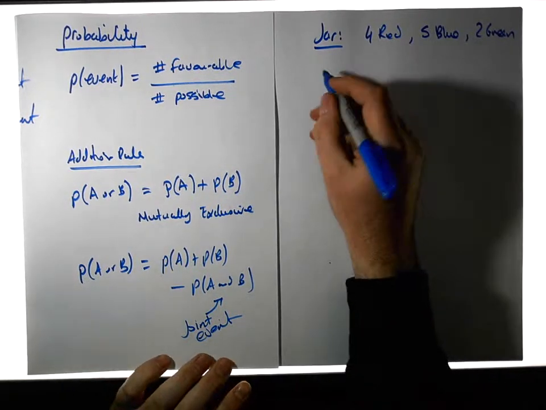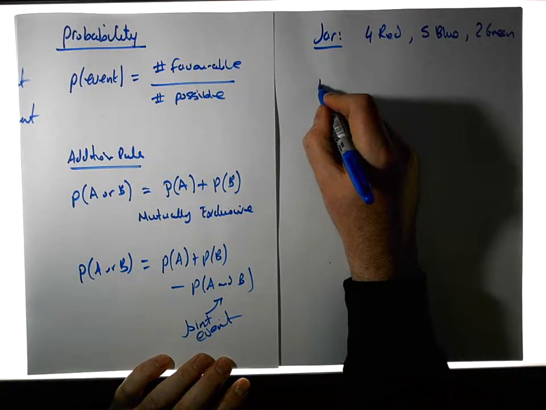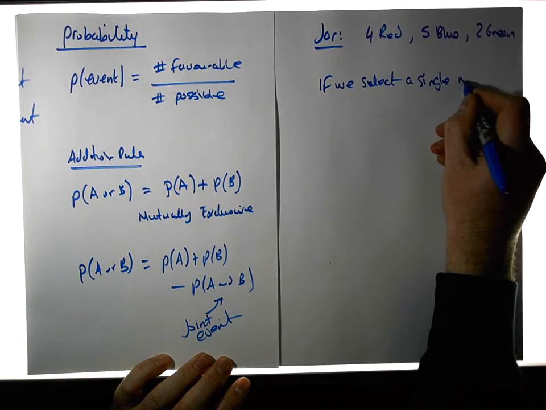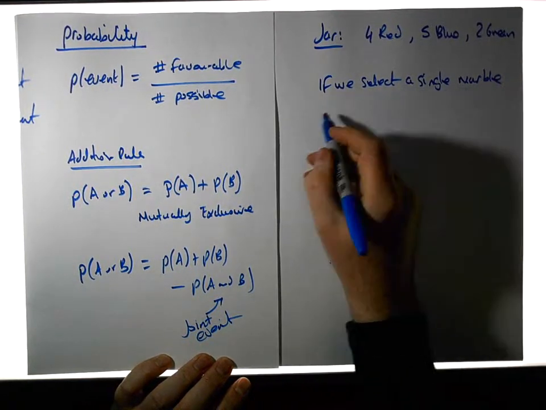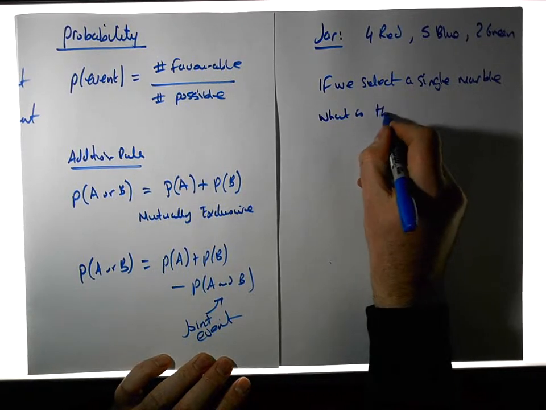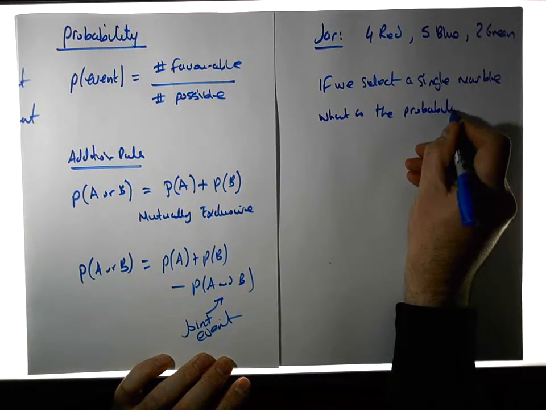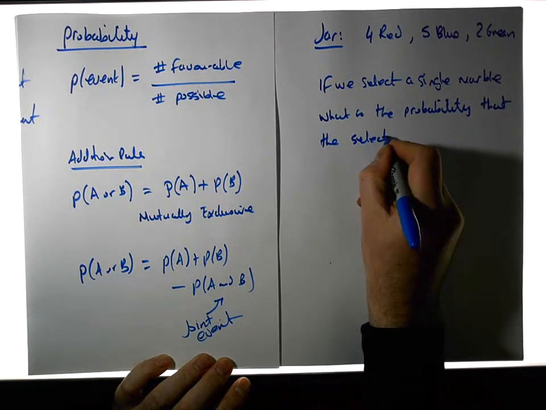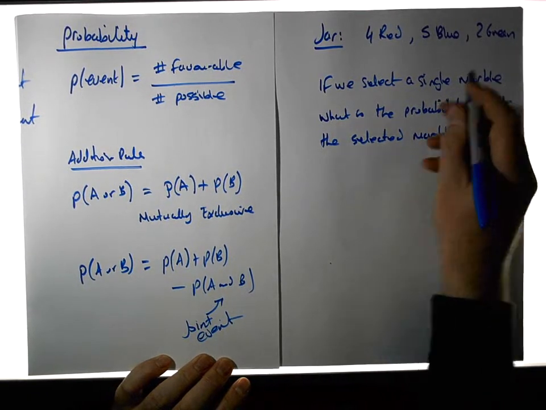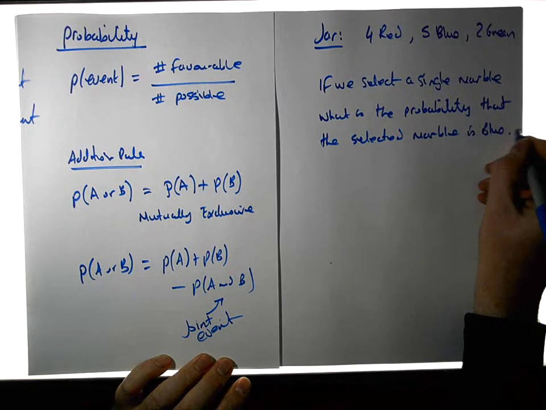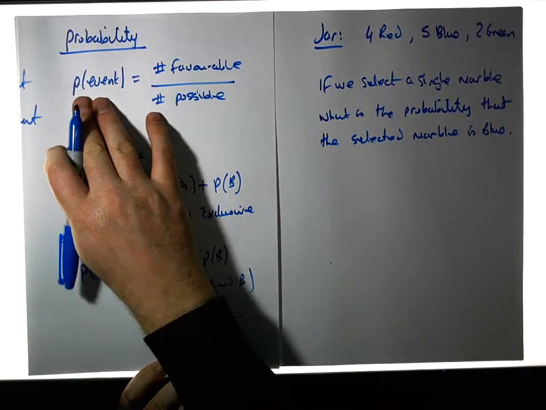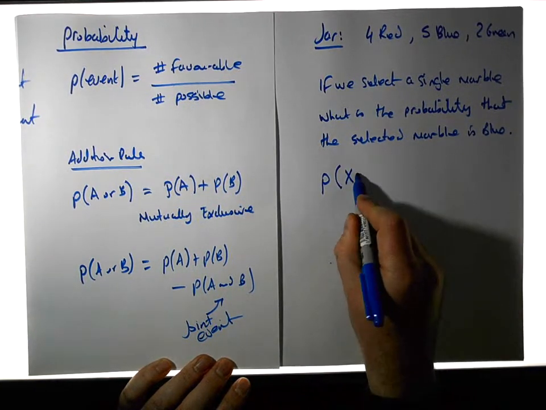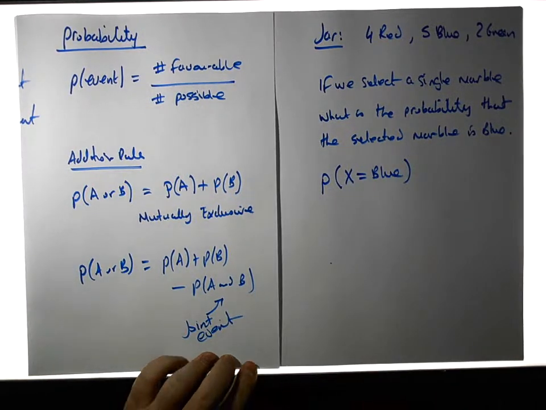And what we want to know is, if we select a single marble, what is the probability that the selected marble is, let's say, blue. So to write this down from a probability perspective, what we're interested in is to calculate the probability that the selected marble is blue. Okay, that's how I write that down.